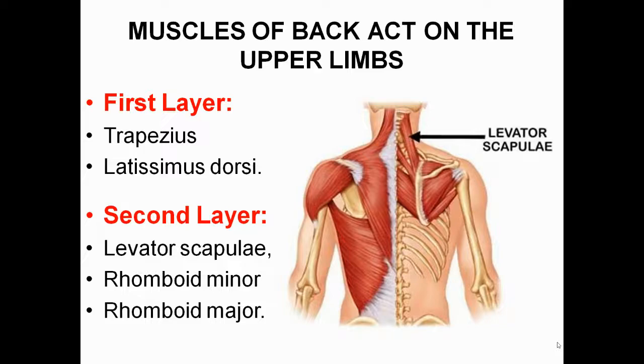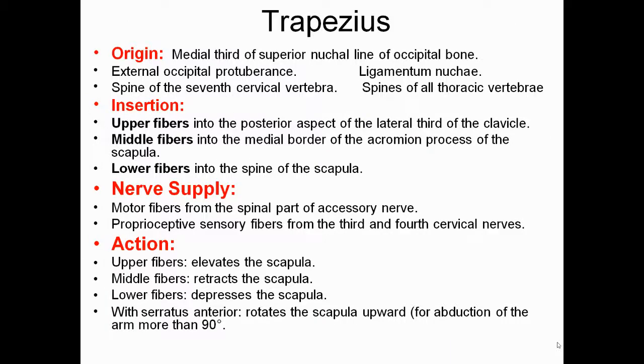Muscles of the back act on the upper limbs. The first layer is trapezius muscle and latissimus dorsi muscle, and the second layer consists of levator scapulae, rhomboid major and rhomboid minor. Trapezius muscle.